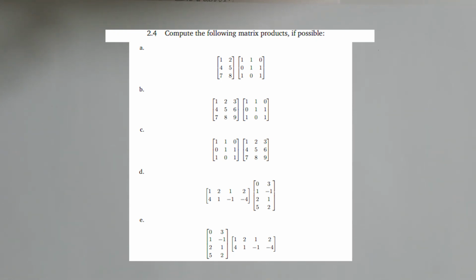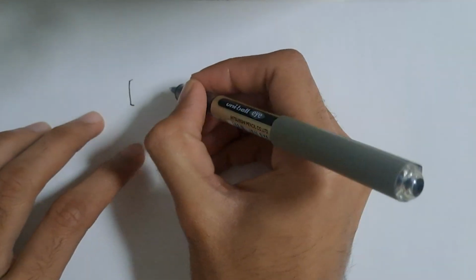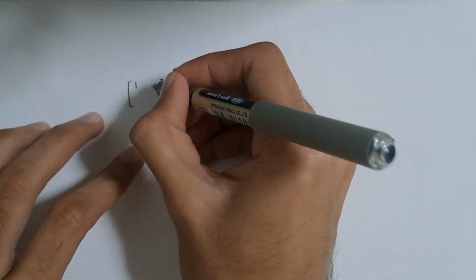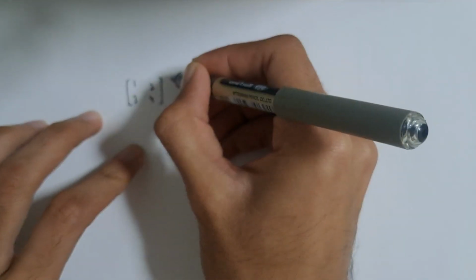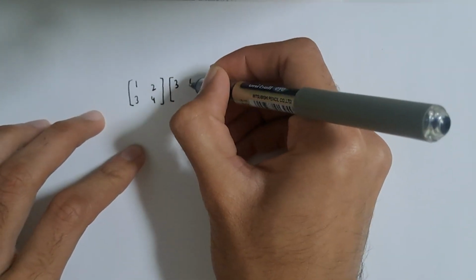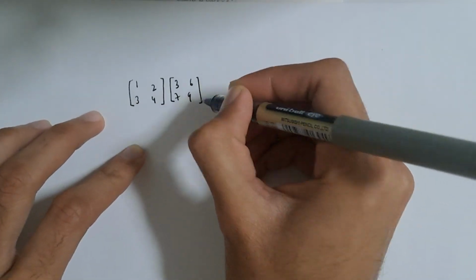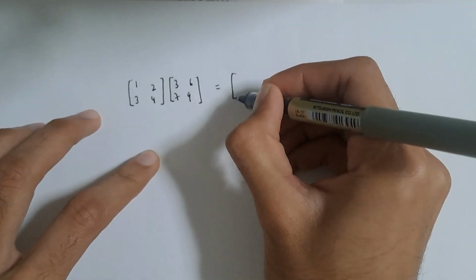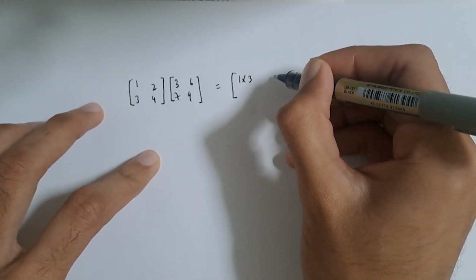So let's just talk for a minute about why we define matrix products the way we do, and then talk about how a matrix product is defined. So if I had a matrix like this, 1, 2, 3, 4, and a matrix like this, 3, 6, 7, 9, it's most intuitive for most people to do something like this.